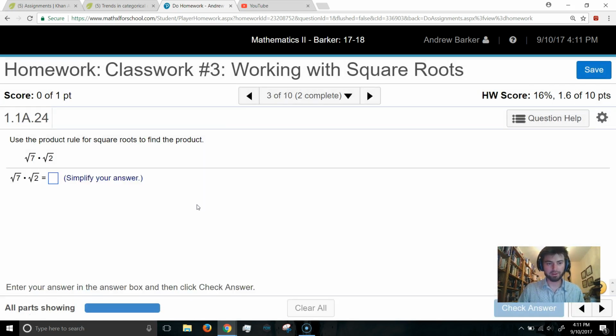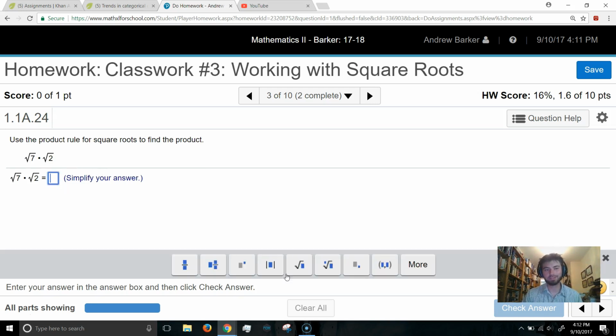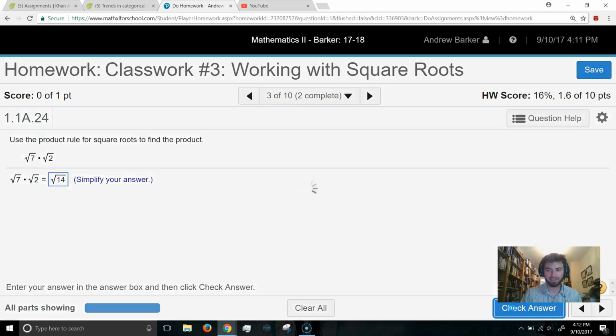All right. Moving on. So this one, it says use the product rule for square roots to find the product. So 7 times 2 is 14, and there's nothing we can do about it. We can't simplify it. So that's just it.